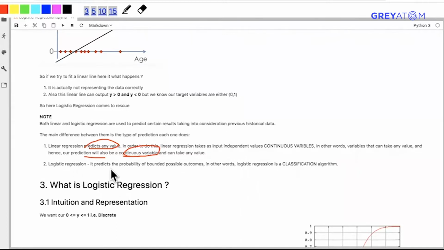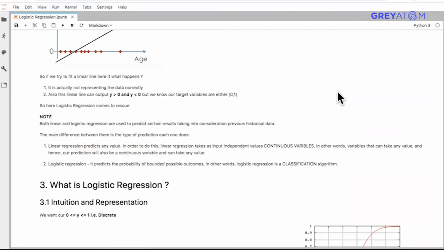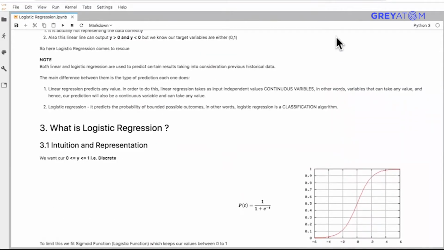But in logistic regression, it just predicts either 0 or 1. So our prediction is binary in nature, and our data looks similar, either 0 or 1. This is the main difference between linear regression and logistic regression. Guys, any questions?